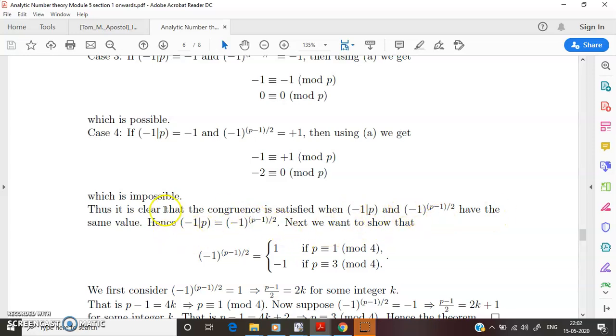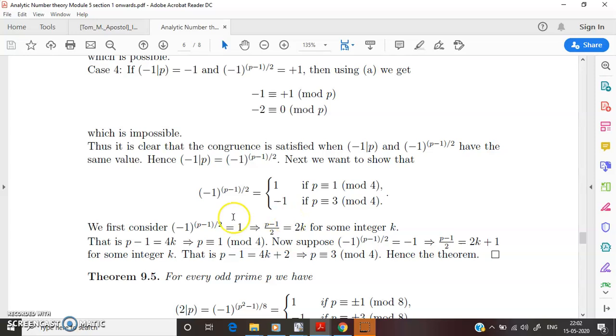So first we have proved that minus 1 over p is the same as minus 1 raised to (p minus 1) by 2. Next we have to prove the other part, that minus 1 raised to (p minus 1) by 2 is equal to 1 if p is congruent to 1 mod 4 and minus 1 if p is congruent to 3 mod 4. This can be done in two ways. I am only showing one way; the other way you can prove yourself. Let us take minus 1 raised to (p minus 1) by 2 as 1.